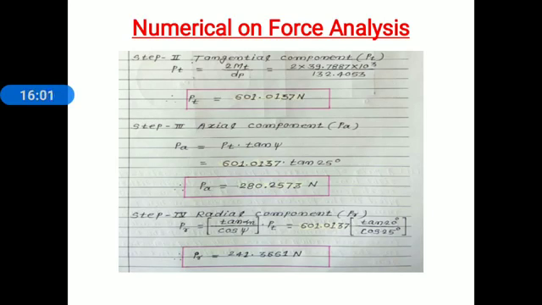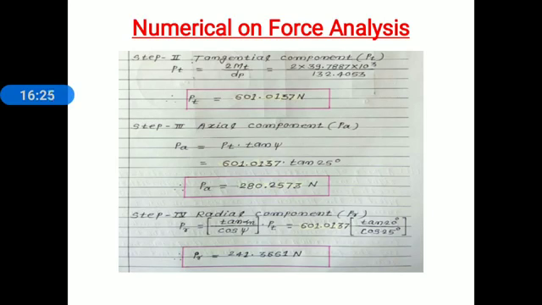Now the next component, step number 3, axial component P suffix A. Axial component is found by using the relation P suffix A is equal to PT into tan psi. Now we know the value of PT and also psi. PT is 601.0137 into tan 25 degree, the helix angle is 25 degree. Simplify this. Axial component is 280.2573 Newton.